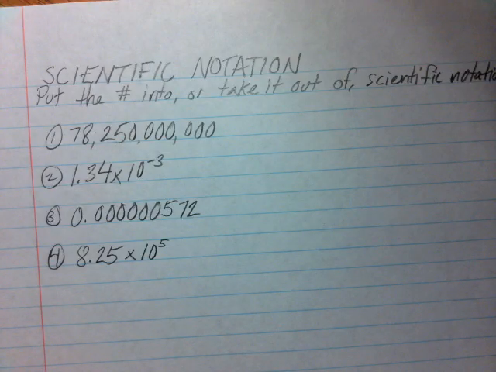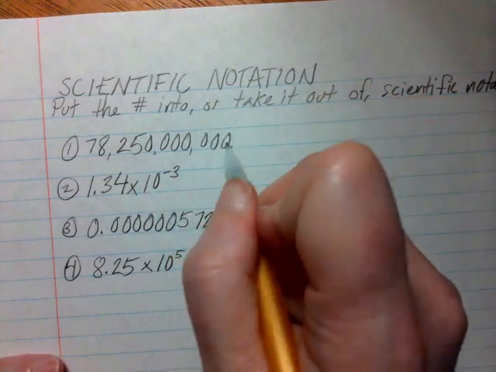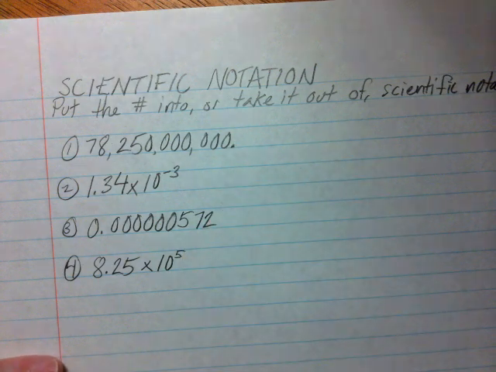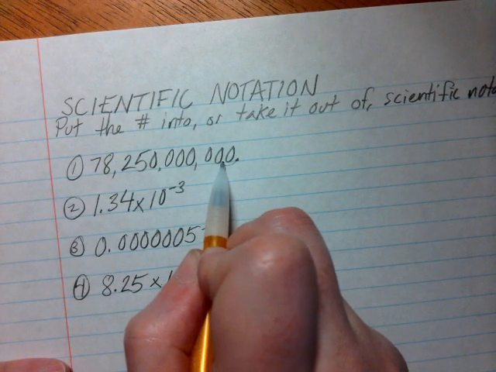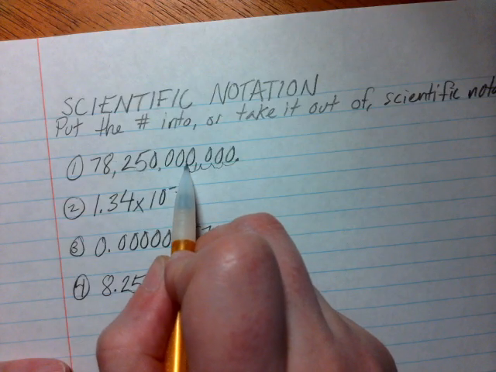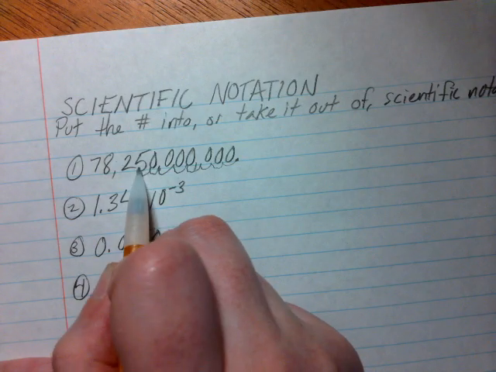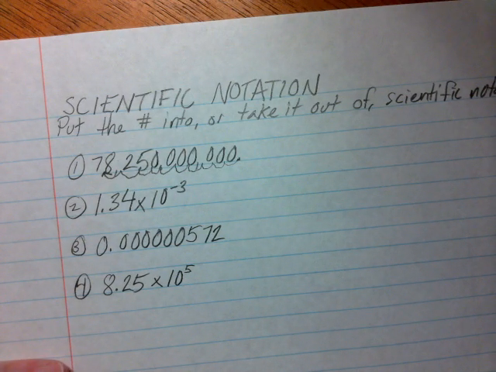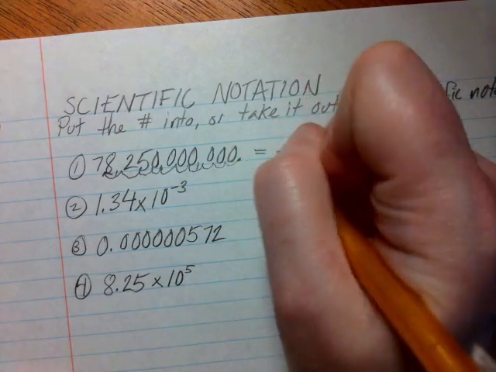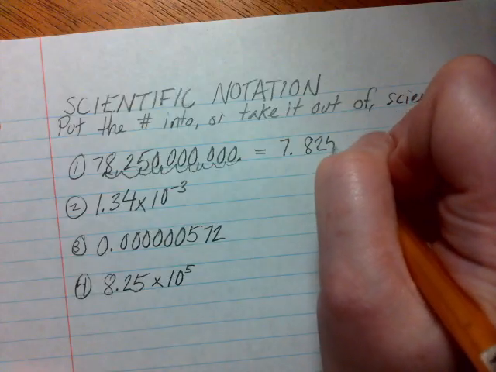So what we're going to do is we want to move the decimal from the end. If the decimal doesn't appear in the number, that means it's the end. We want to have it go 1, 2, 3, 4, 5, 6, 7, 8, 9, 10 places and come all the way to right after the 7. So how do I do that? I want to end up with a number that looks like this, 7.825.